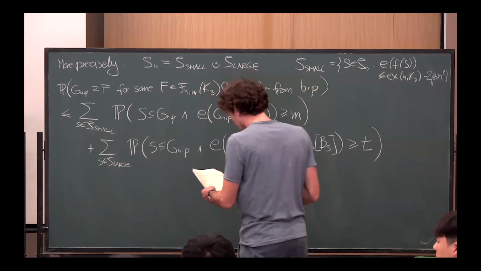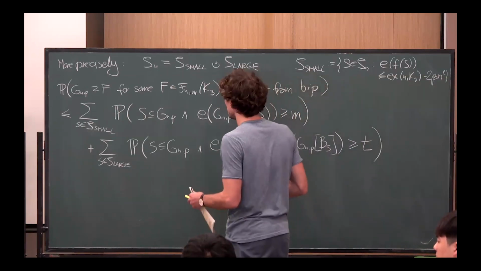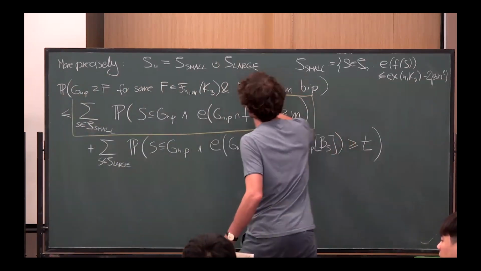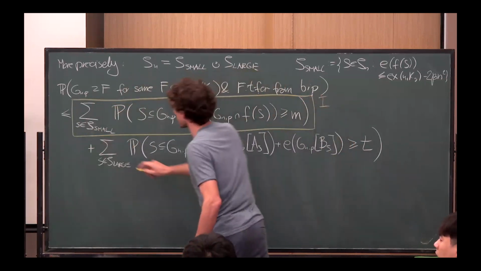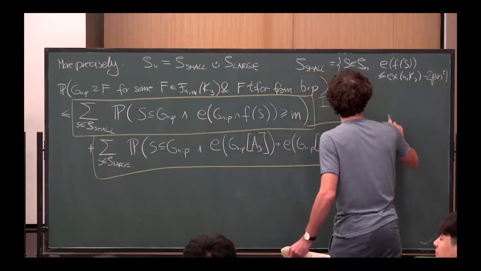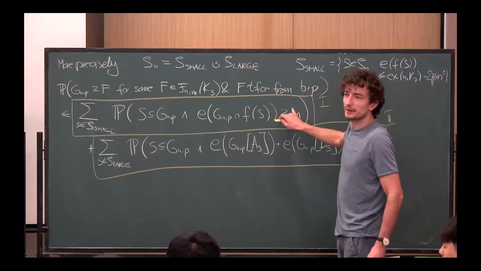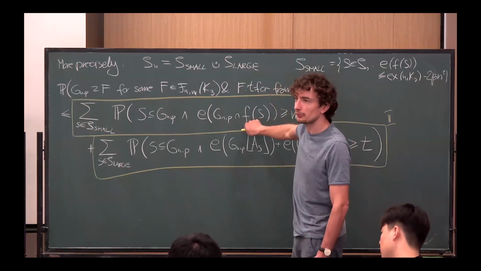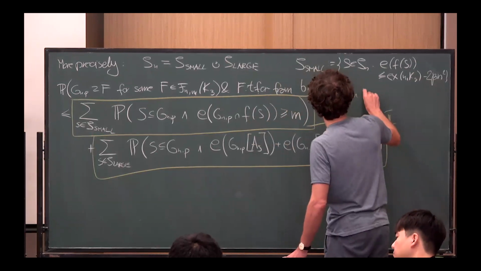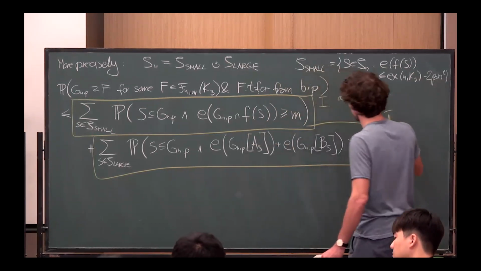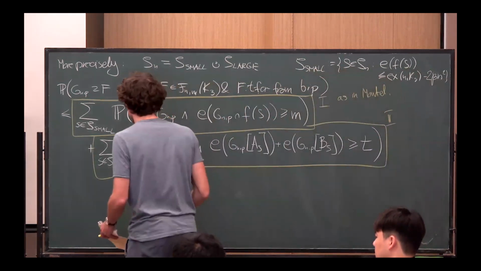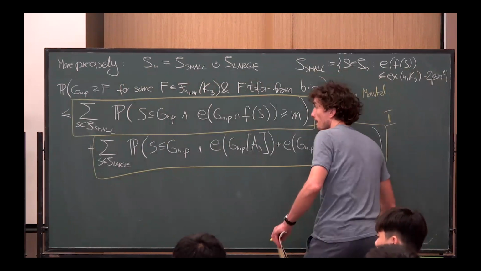Now, note that we have two sums here, 1 and 2. And this is exactly what we've done in the previous case, because M is just slightly above the expectation for this. So this is exactly as in Mantel. And this we will do similarly. So I focus now only on 2.